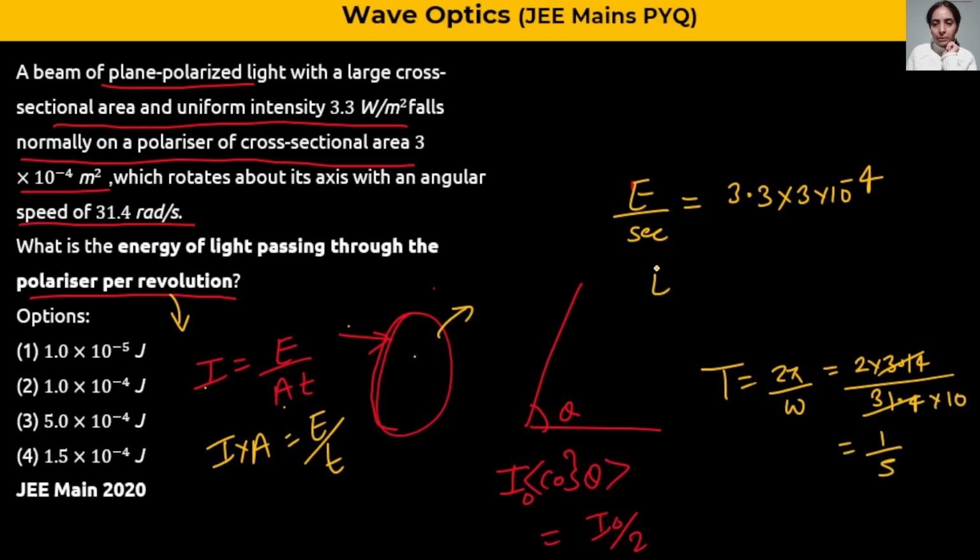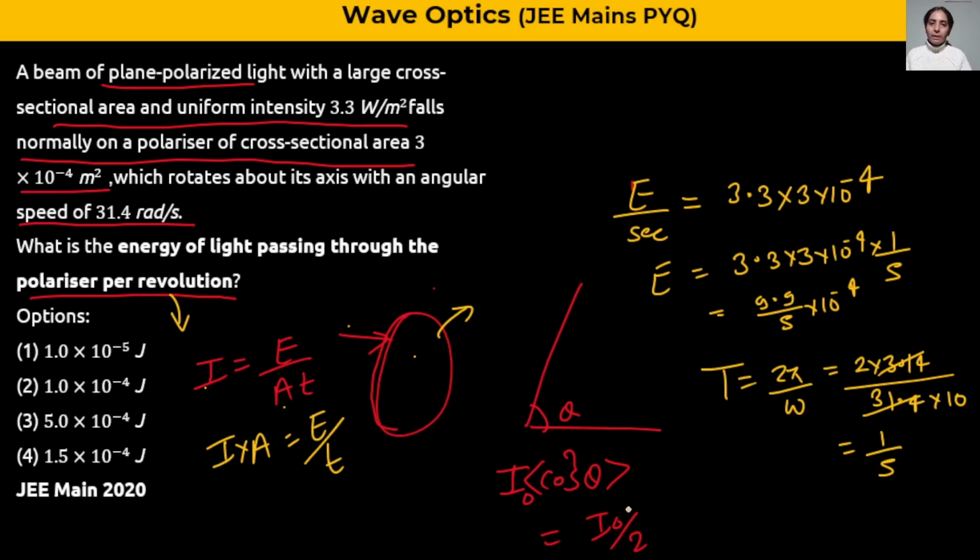So energy will be equal to how much? Per second it is this much, so if you do this for t seconds, I mean 1 by 5, then this will become 3.3 into 3 into 10 to the power minus 4 into 1 by 5. If you multiply, this is 9.9 by 5 into 10 to the power minus 4. So this is almost 10 by 5, that will give you 2 into 10 to the power minus 4, but nothing of this sort is there.